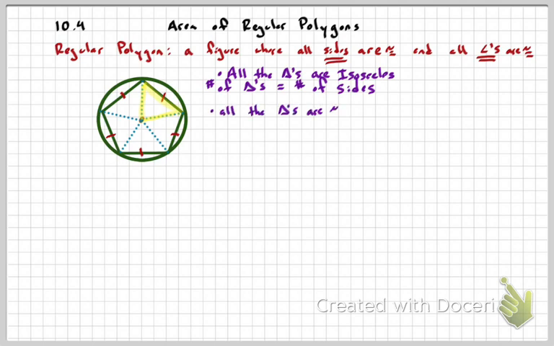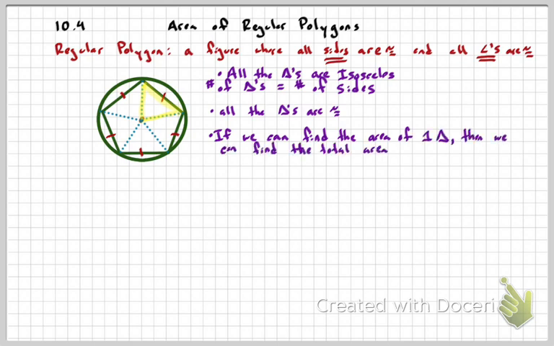All the triangles are congruent, meaning every single triangle right here is the same size. If we can find the area of one triangle, then we technically can find the area of our entire figure. So if I found the area of this, all I would have to do is multiply it by 5, because there's 5 of them.